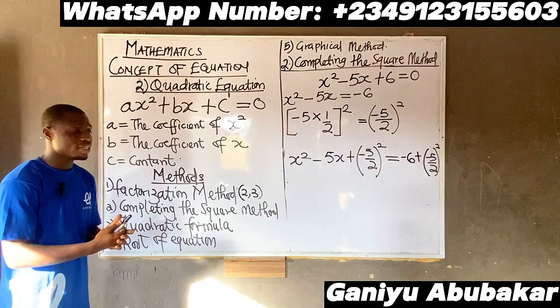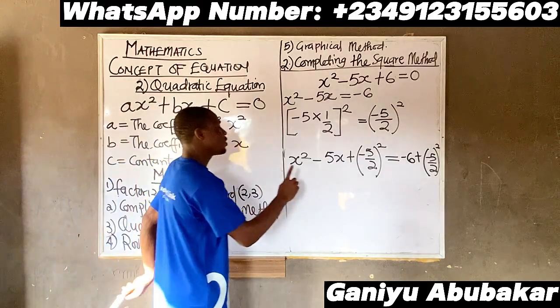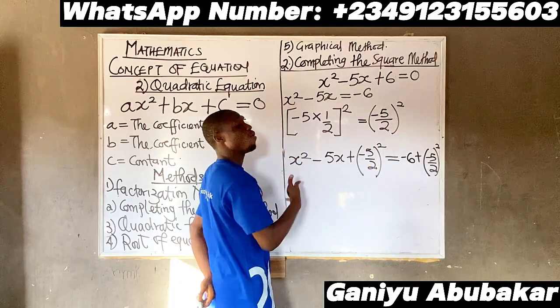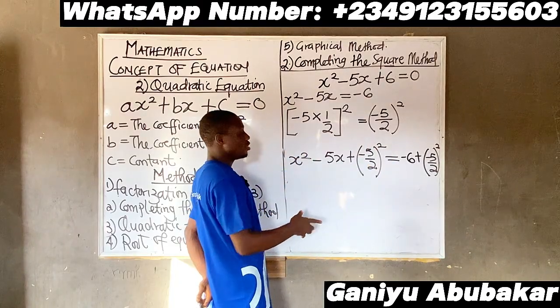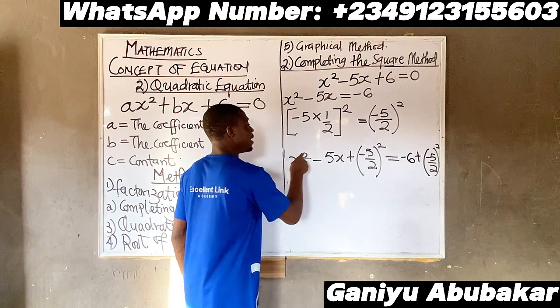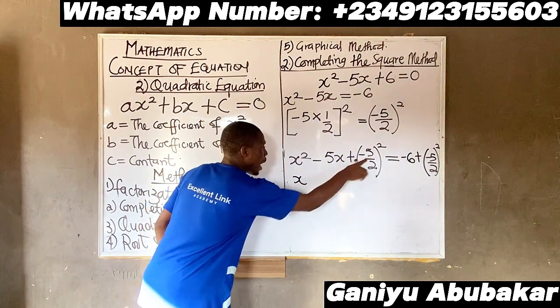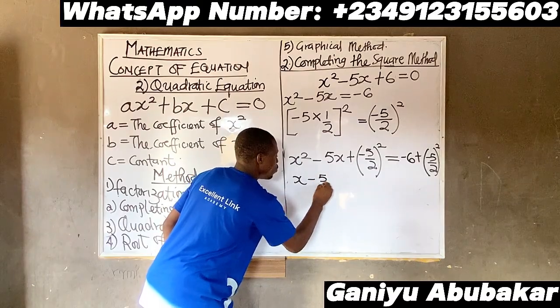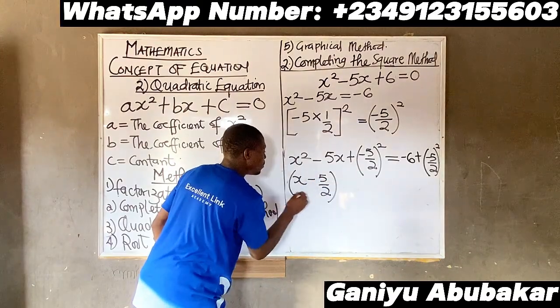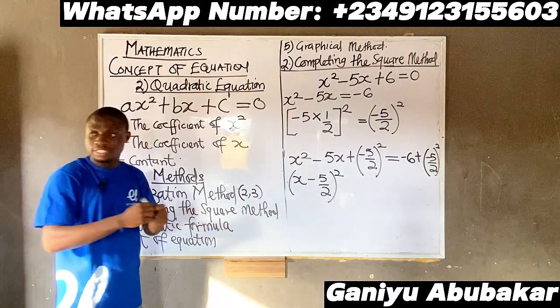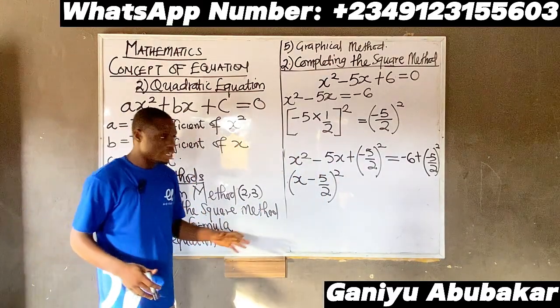Are we getting it? Now, my next part is that you consider this one as x squared. They are not of the same level. So I bring out the x and bring out minus 5 over 2. Since they are the same level, I will put just one square, because they are the same.